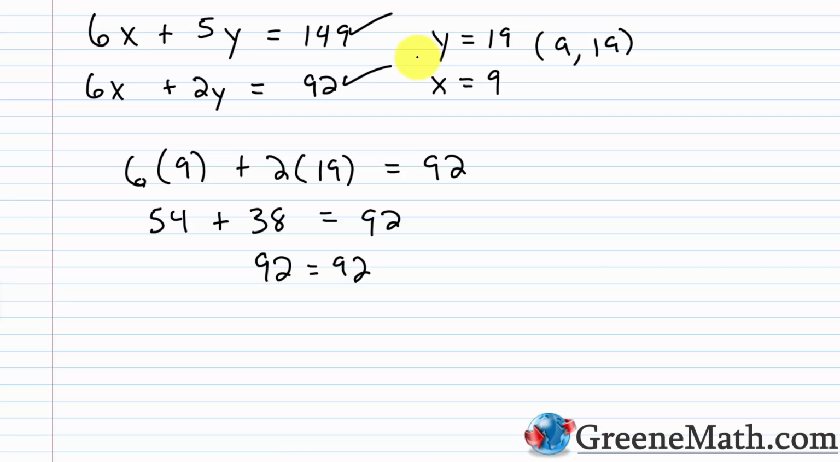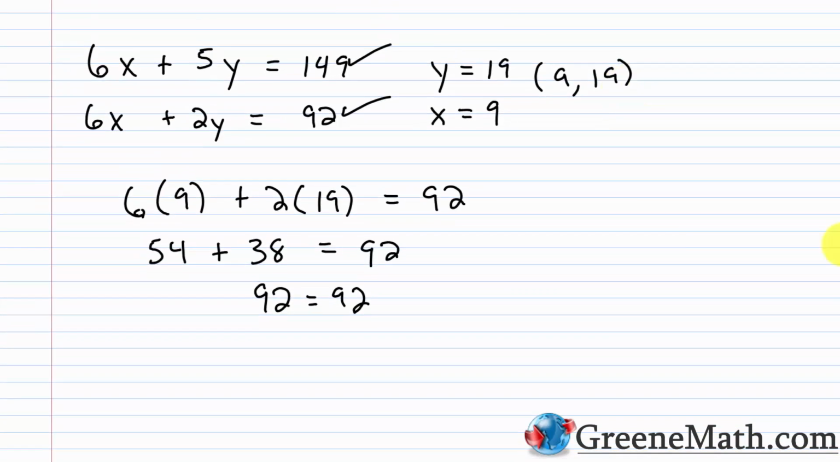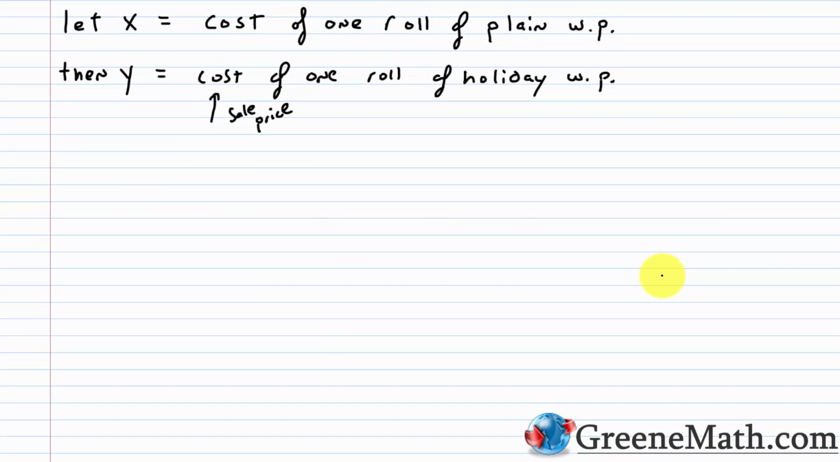Now remember, with a word problem, you've got to make sense of everything. You can't just stop and say, my answer is the ordered pair 9, 19. That doesn't relate to what you got. Your teacher would only probably give you partial credit for that. So let's go back up to where we wrote what the variables were representing. So remember, x was the cost, or again, the sale price of one roll of plain wrapping paper. And we found that x was equal to 9. So x was equal to 9. So then one roll of plain wrapping paper is $9. Then y is the cost of one roll of holiday wrapping paper. We found that y was $19.